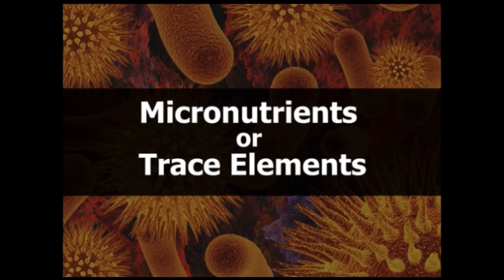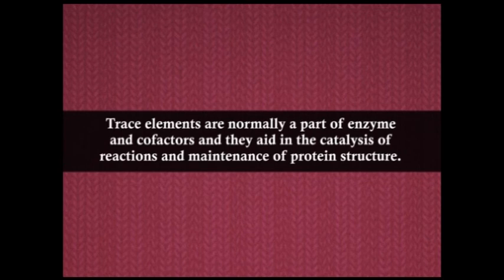Next, we'll see the micronutrients or the trace elements. These trace elements are normally a part of enzymes and cofactors, and they aid in the catalysis of reactions and maintenance of protein structure. Zinc is present at the active site of some enzymes. Manganese aids many enzymes catalyzing the transfer of phosphate groups. Further, molybdenum is required in nitrogen fixation, while cobalt is a component of vitamin B12.